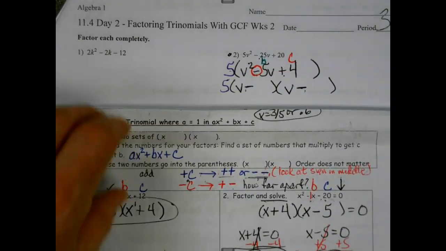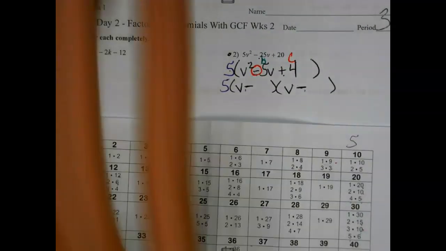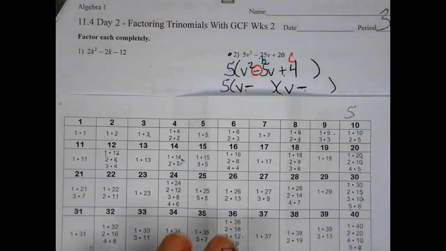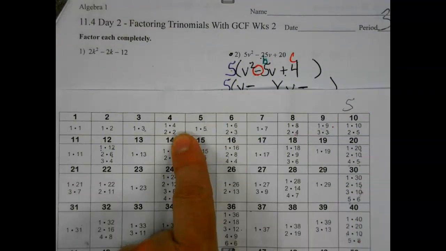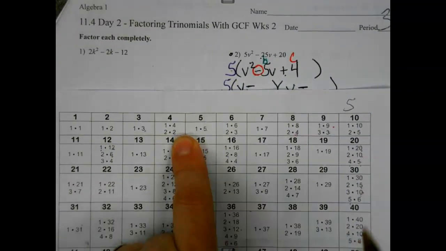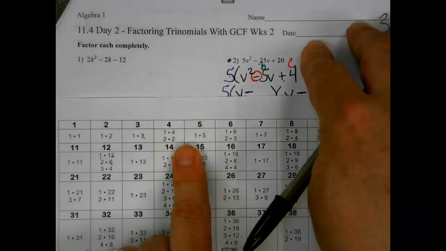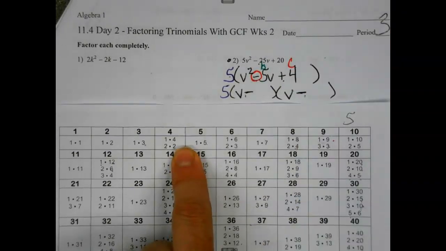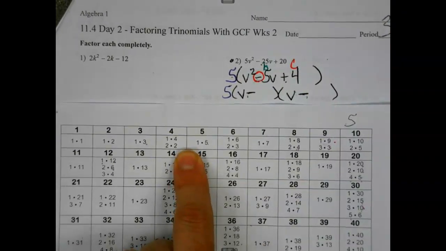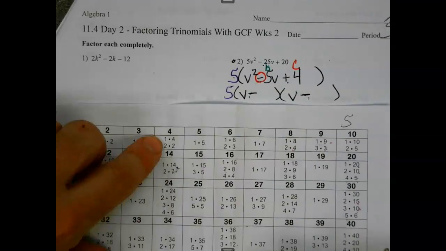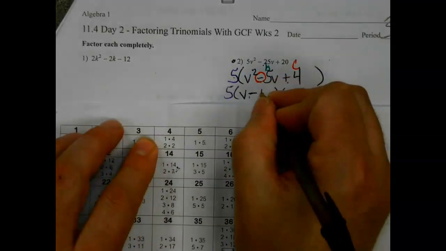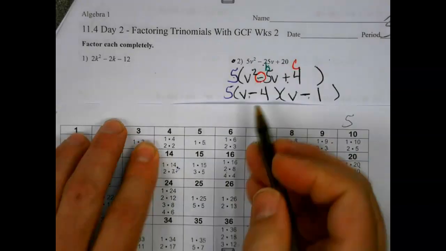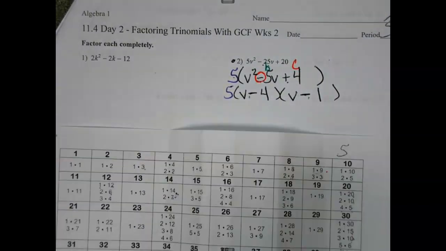So now my only job left is to find a pair of numbers that multiply to 4. I only got 2 choices. They multiply to 4, and they're going to add to 5. Which pair is going to add to 5? 4 and 1, okay. And it doesn't matter if I put 1 and 4 or 4 and 1 because the signs are the same.